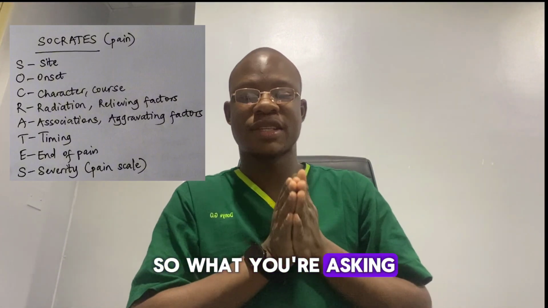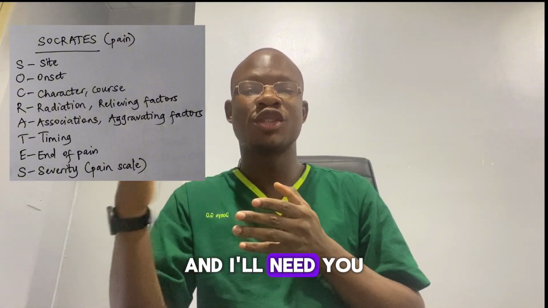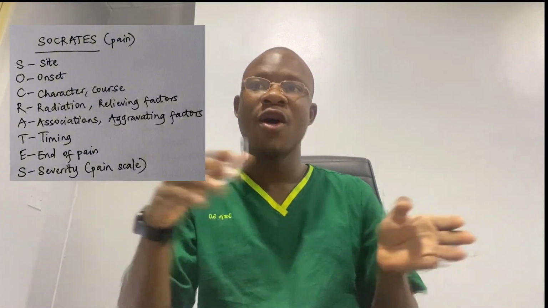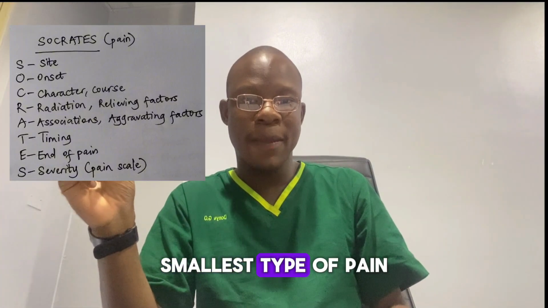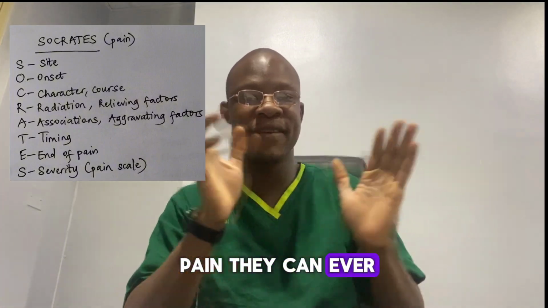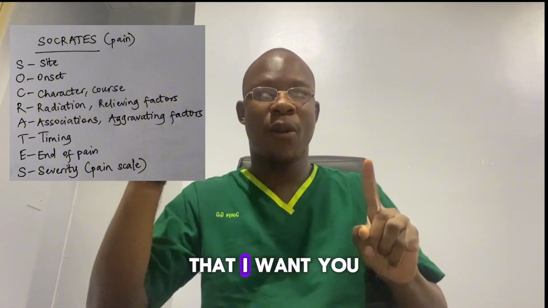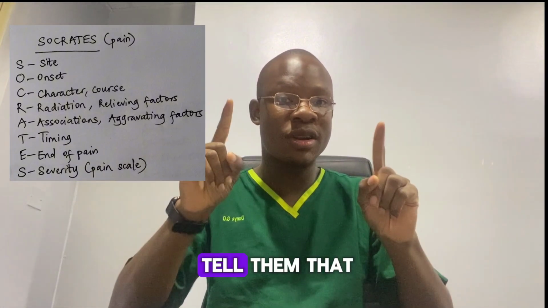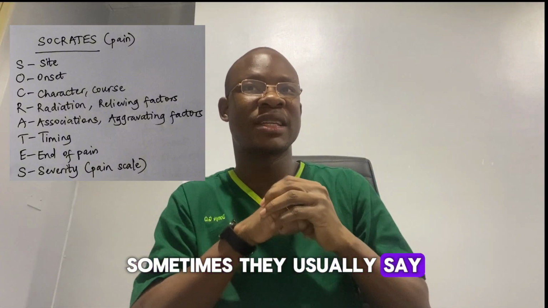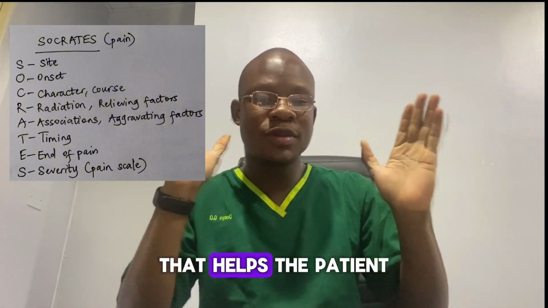So what you're asking your patient is, Ma, please, I would like to know how severe this pain is, and I'll need you to grade it on a scale of 0 to 10, or a scale of 1 to 10, as the case may be. 1 being the smallest type of pain that you've ever felt, and 10 being the worst pain that you can ever imagine. All right. So they grade for you. So you can see how I mentioned to the patient that I want you to grade on a scale of 1 to 10. And you have to tell them that 1 is the smallest kind of pain. 10 is when the pain is a lot. Sometimes they usually say that 10 is labor pain, in some places. All right. So that helps the patient to be able to grade.